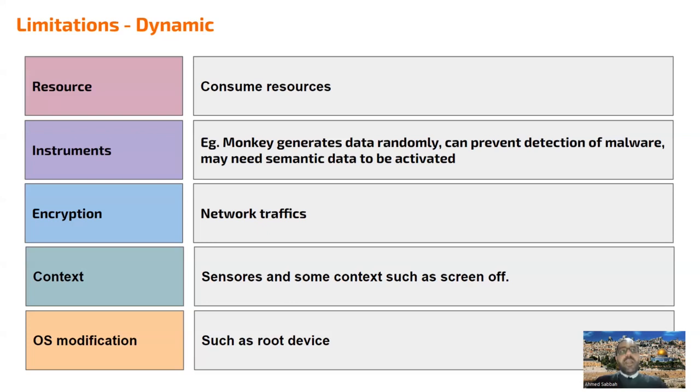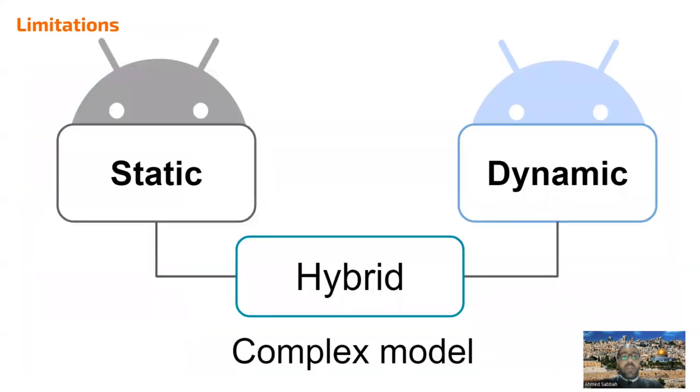OS modification: to do some dynamic analysis, you need to root the device to log some system calls in the Android OS. Now, static and dynamic analysis each have limitations. When we combine them, it may increase the accuracy of detection, but we fall into a complex model that is hard to deploy in reality.